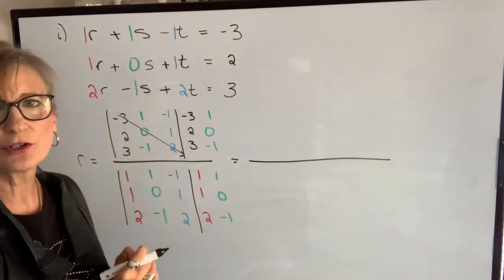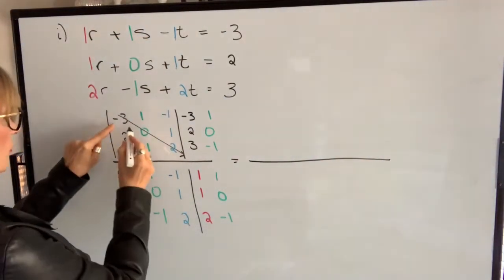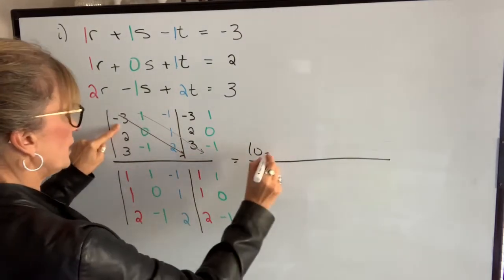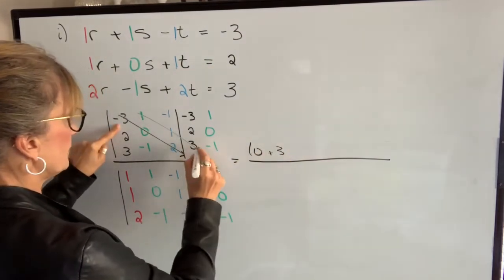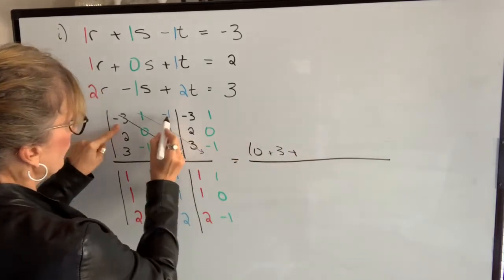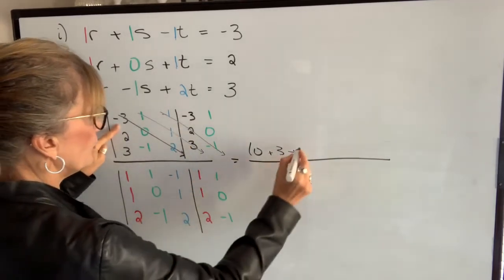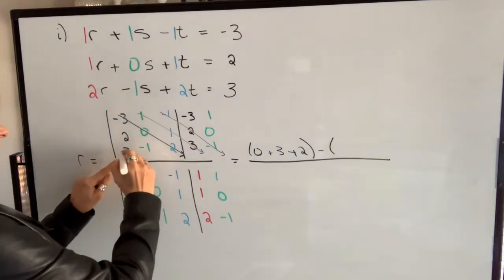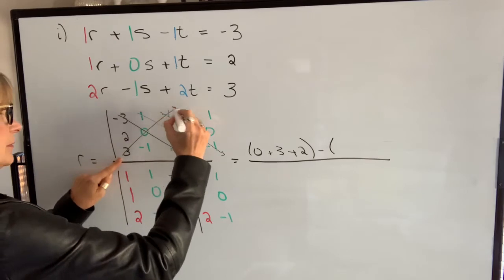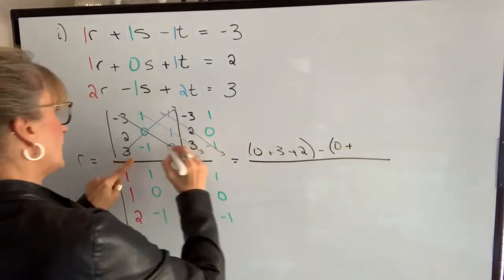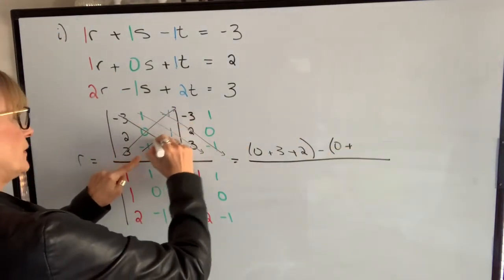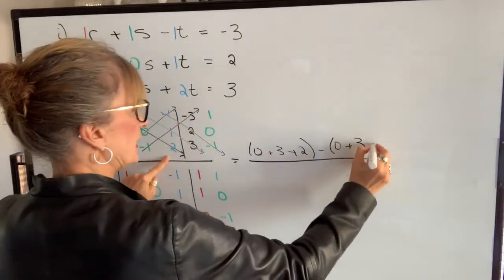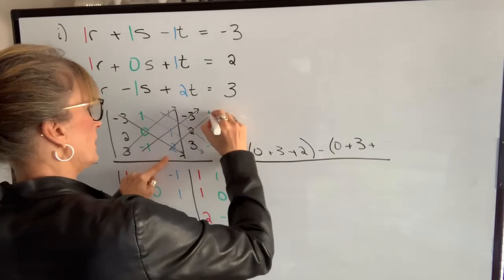Starting in the numerator, my first principal diagonal will be 0, 0 times anything. The second one will be 3, 1 times 1 times 3, plus -1 times 2 times -1 will be +2. Minus the secondary diagonal starting in the bottom and going up will be 0, plus -1 times -3 times 1 is +3, plus 2 times 2 times 1 will be 4.